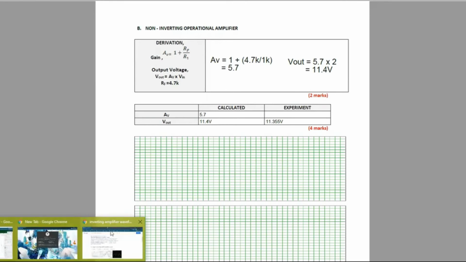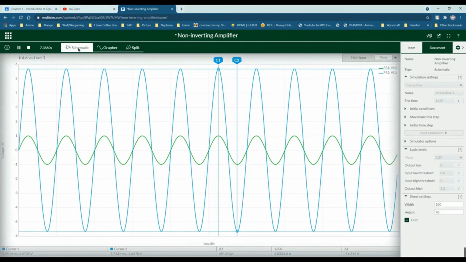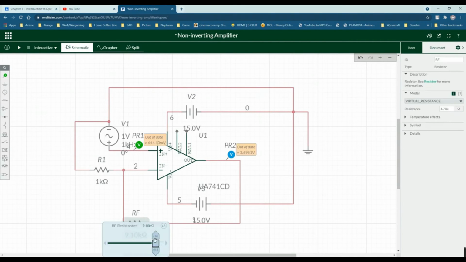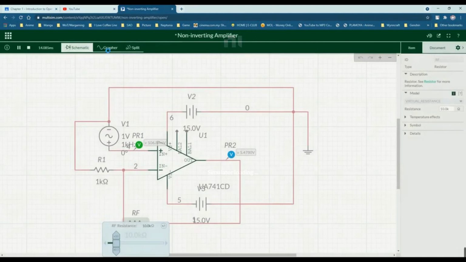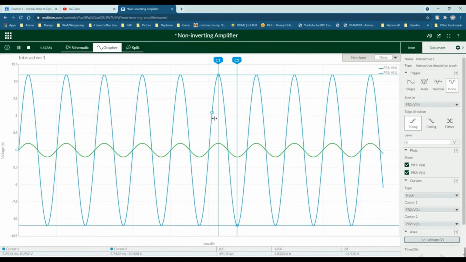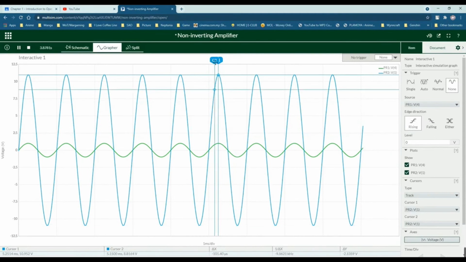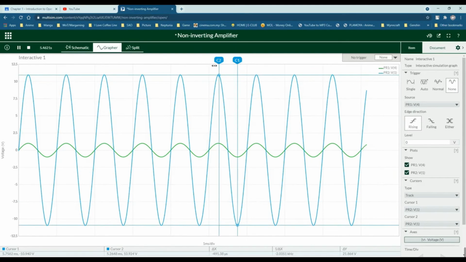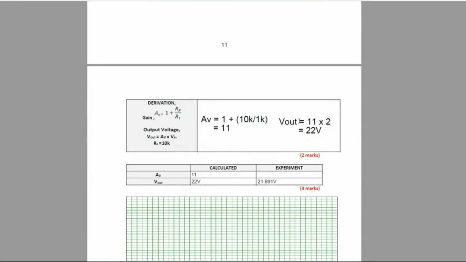Now we continue. We try to change the RF value. We change it to 10 and we simulate it. The output voltage is increased to, let me check, to 21.864. It's shown here.